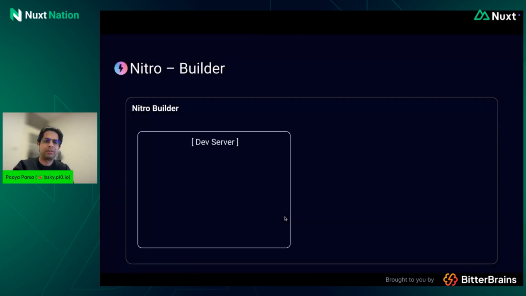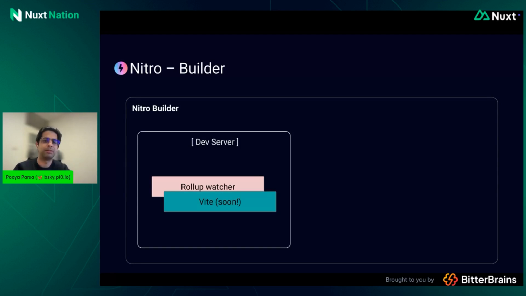The first part was the builder, right? So Nitro has a builder that builds your input application. The builder works in two places. When you use Nuxt Dev or Nitro Dev, it starts a development server. The development server is an isolated worker, and inside it there is a Rollup watcher. And soon we will replace it with Rolldown for even faster reloads. But behind the scenes, it's a Rollup instance right now and a development server.